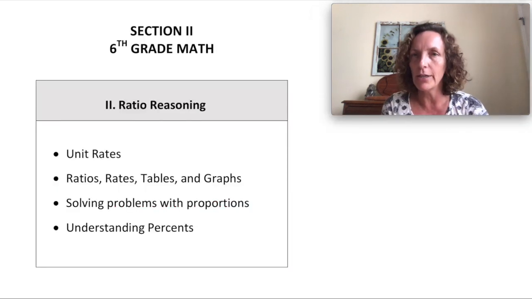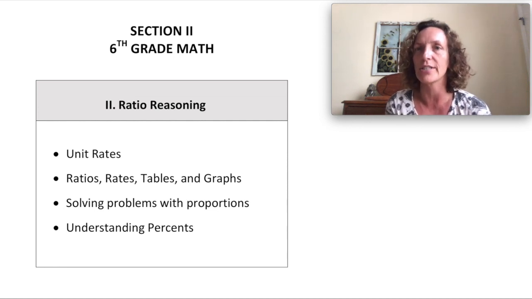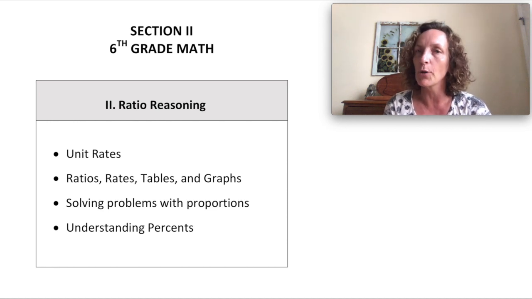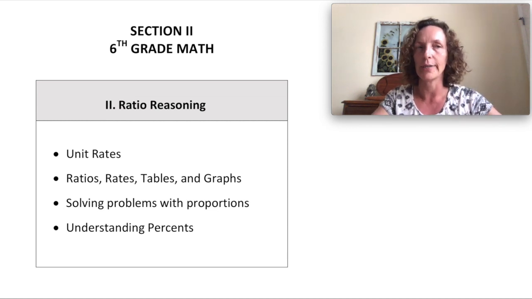If you look in your KCS at Home Summer Edition packet, we are going to be looking at section 2 in 6th grade math about ratio reasoning. We have 4 different activities that we are going to work on today. The first one is unit rates. Then we have ratios, rates, tables, and graphs. Next, we will look at solving problems with proportions. And last, we will look at understanding percents. So let's get into it.